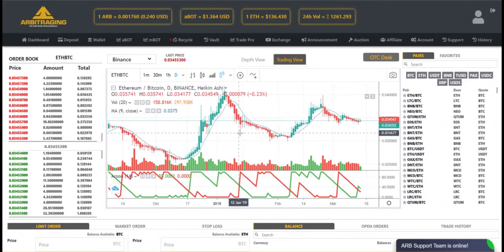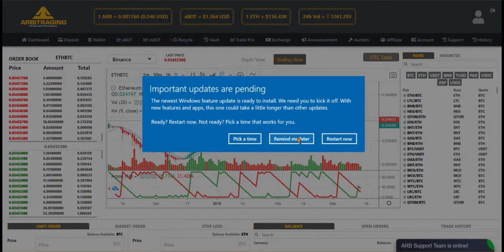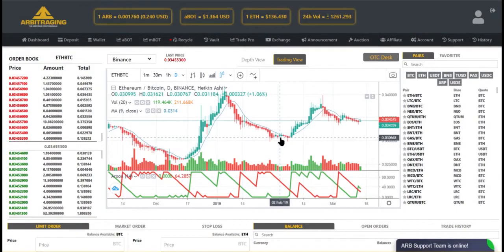Now, if you take a small position, you're going to have to make sure that you take a small position because on a day chart, it's going to go against you. What is this? Pick a time. How about remind me later? Thank you. Always comes in at the wrong time. Well, anyway, since it's a day chart, you're going to have a lot of movements. You want to do a very small position, but in time, it's going to make you a lot of money.